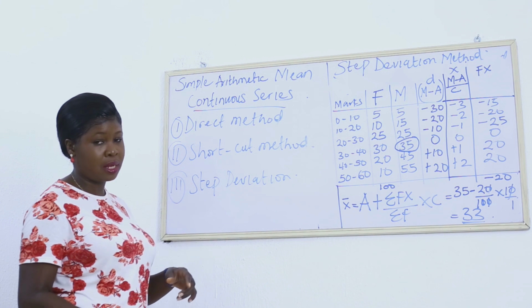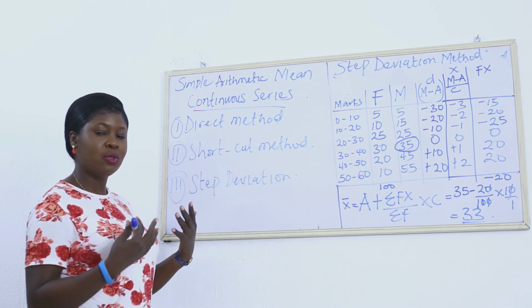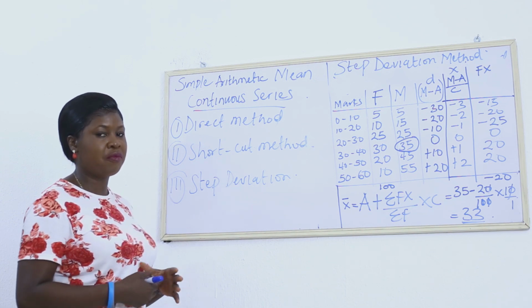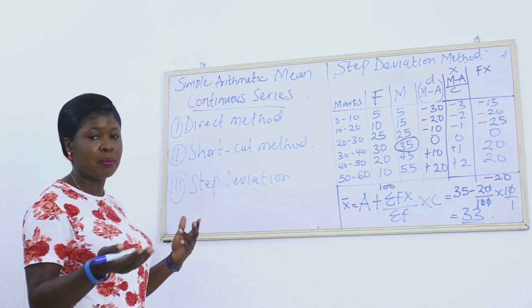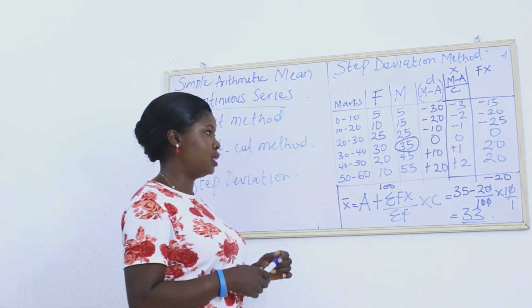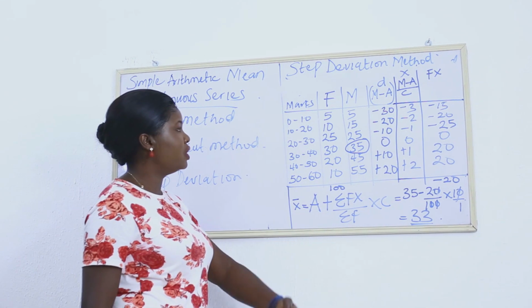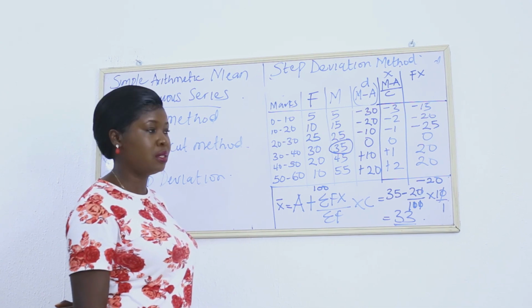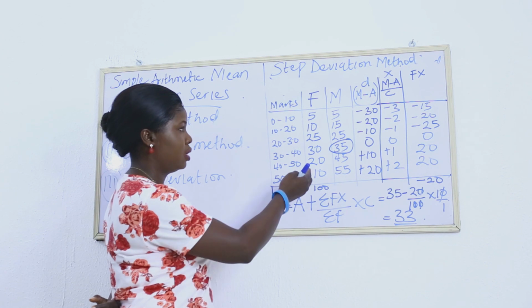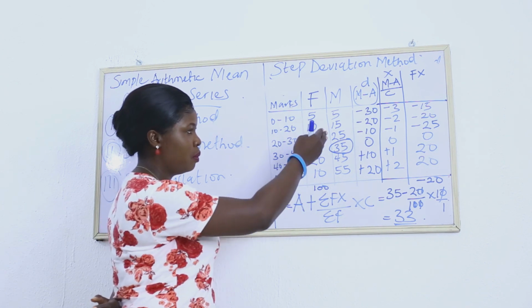The last method is the step deviation method, and still using the same question, the same processes, but just a step further above, or a step above the shortcut and the direct method. And this is the same question. Mark ranges between 0 to 10, 10 to 20, 20 to 30, 30 to 40, 40 to 50, then 50 to 60. Then the frequency as usual, the midpoint.